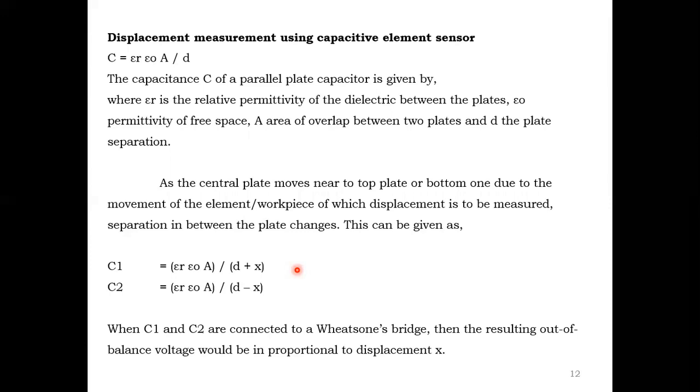Here we are using two capacitors, between plate 1 and 2 and between plate 2 and 3. As the central plate moves nearer to the top plate or the bottom one due to the movement of the element whose displacement is to be measured, the separation between the plates changes. This gives C1 equal to epsilon R epsilon 0 A divided by D plus X, and C2 equal to epsilon R epsilon 0 A divided by D minus X. C1 and C2 are connected to the Wheatstone bridge, so the resulting balance voltage is proportional to the displacement X.